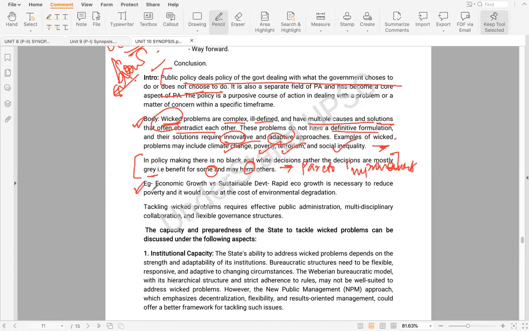For example, you have economic growth versus sustainable development. Rapid economic growth is necessary to reduce poverty, whereas it would come at the cost of environmental degradation. So these are some wicked problems. You're giving out an example. So tackling wicked problems requires effective public administration, multidisciplinary collaboration, and flexible governance structure.